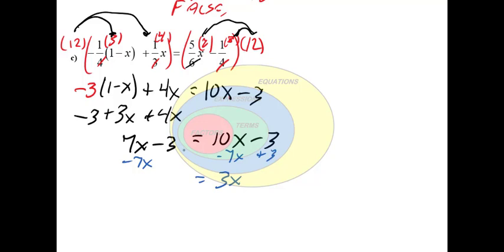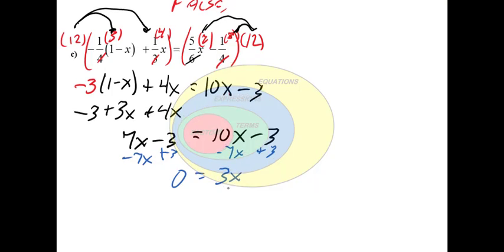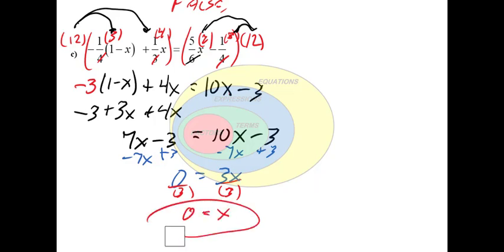But if I add 3 to both sides, I get 0 equals 3x. Well, this one I can still solve for x by canceling that factor of 3, and my answer would be 0 equals x, or x equals 0. So this is not a contradiction or an identity.